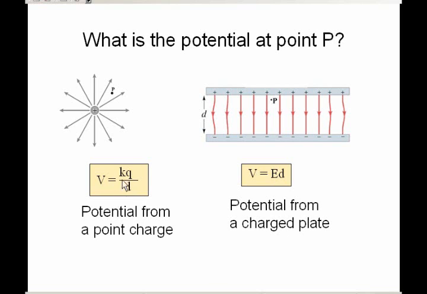The easy way to remember is that k is only for point charges. We have the formula for forces, kqq over r squared, for point charges only. We have the formula for fields, kq over r squared, for point charges only. We have the formula for potential now, kq over r, for point charges only.